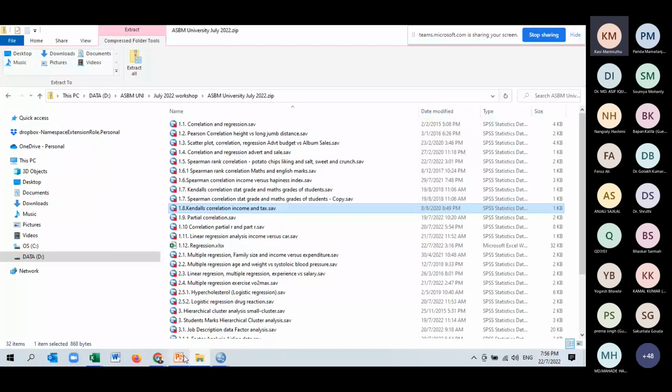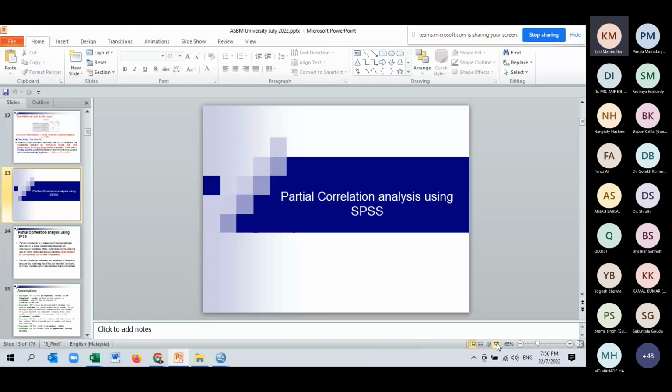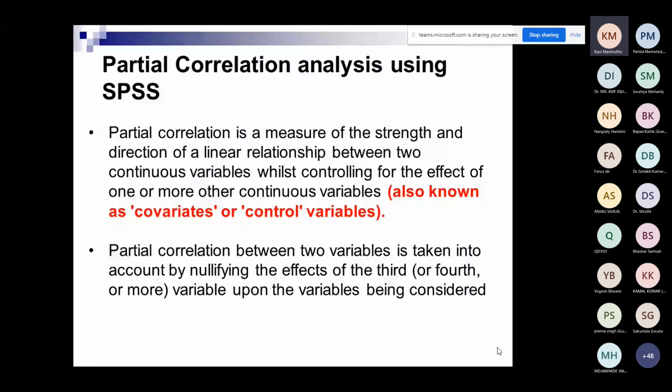So when can we use a partial correlation? Partial correlation analysis is a measure of the strength and direction of the linear relationship between two continuous variables while controlling the effect of one or more other continuous variables. We can call them a confounding variable, covariate or control variable. So we are interested in studying the X and Y variables.